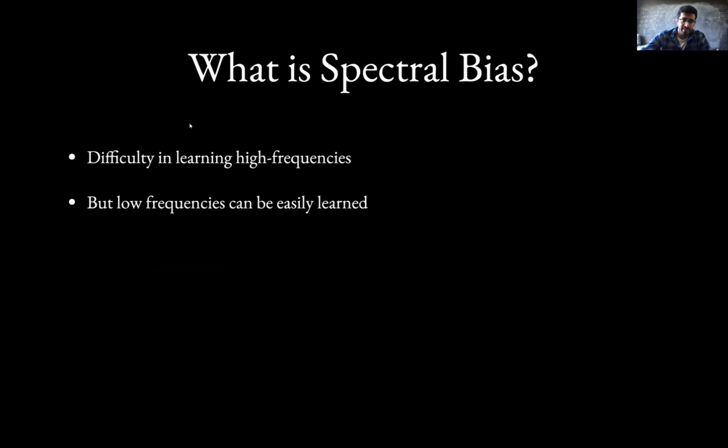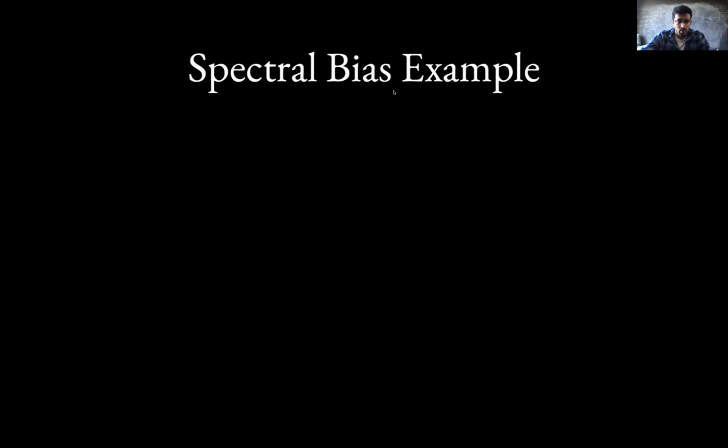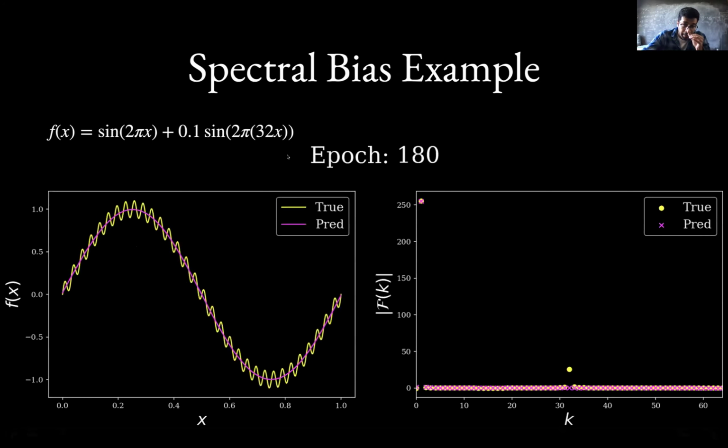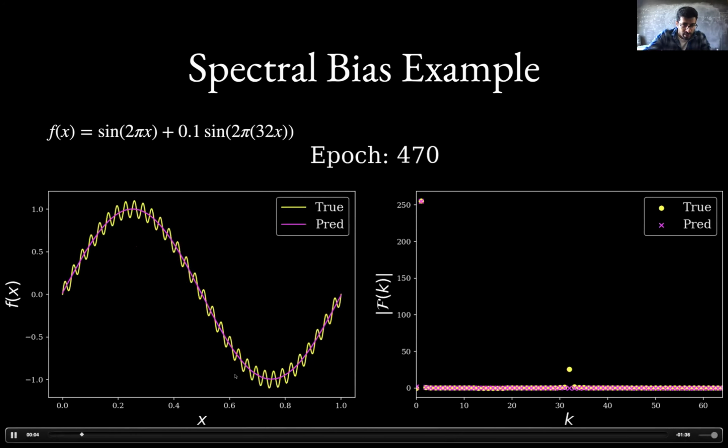So what exactly is spectral bias? Spectral bias is the difficulty in learning high frequencies, while the low frequencies can be easily learned. Here's a toy problem to demonstrate spectral bias. Let us say there is a function sin(2πx) plus 0.1 times sin(2π·32x). And let's say I want to train a multi-layer perceptron or a fully connected neural network to approximate this function. Let's see what happens during the course of training. The neural network quickly learns the low frequency component, or low wave numbers, but it won't be able to learn the high frequency content at all.